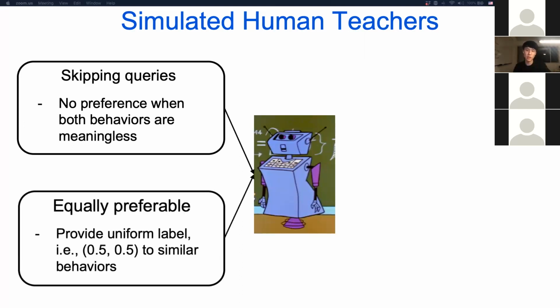And the second functionality is providing a uniform label. One can imagine that there are some cases where both behaviors are equally good, and marking them as equally preferable can be better. So we model this behavior by providing a uniform label, 0.5, 0.5, as a response if both segments have a similar sum of the reward. Basically, we measure the difference between the sum of the reward over the two segments, and if the difference is below some threshold, we just provide a uniform label.